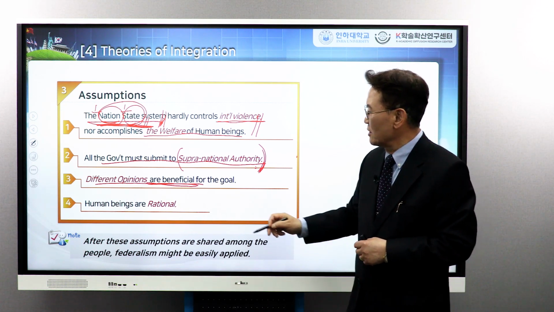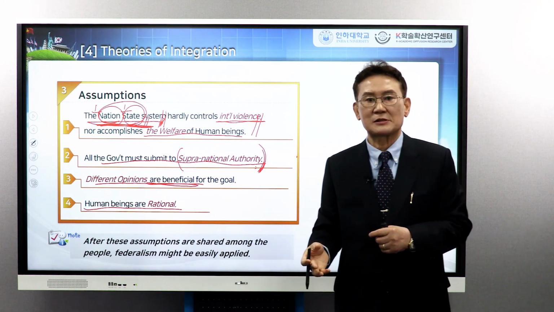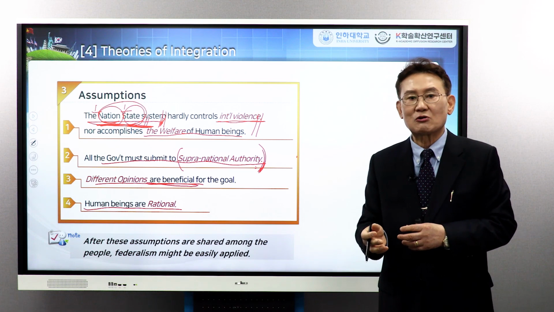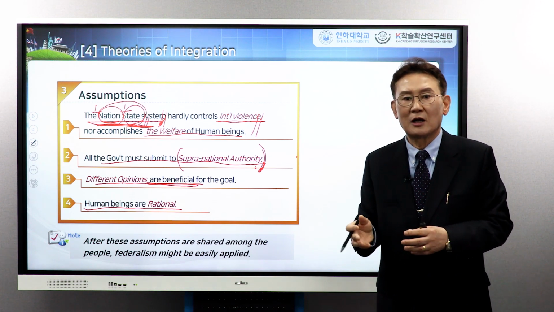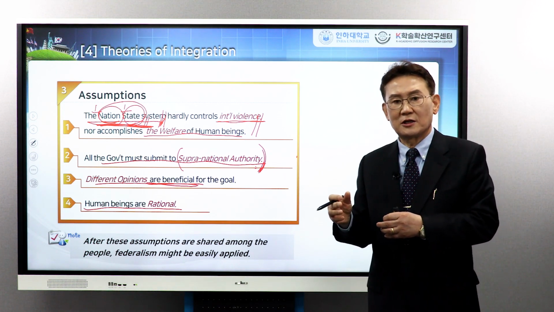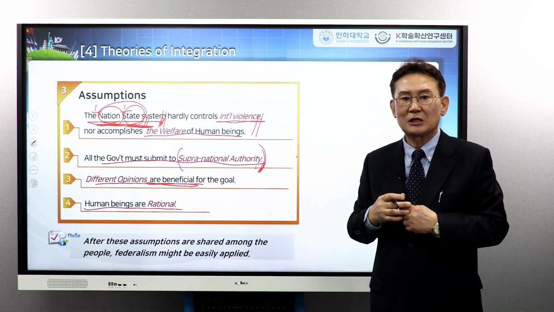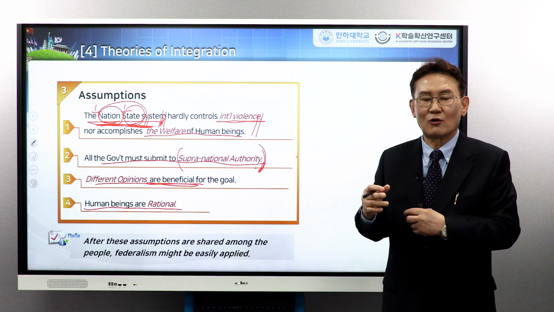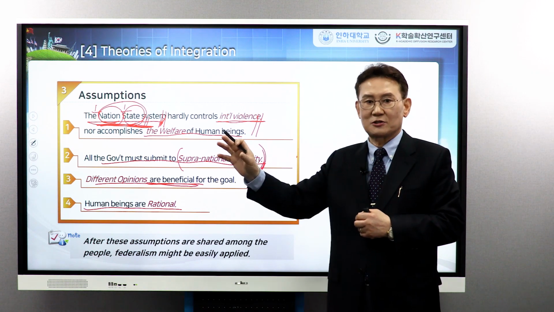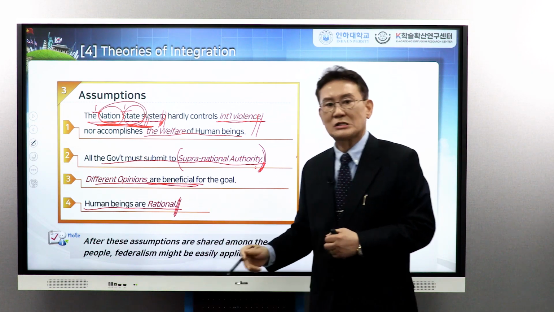The last assumption is that human beings are rational. Human beings are not egoistic. So human beings are seeking, all the time, harmony of interest. If my interest is in conflict with someone else's interest, I have a rationality which can transcend my own interest in reaching the common interest. Human beings are not egoistic all the time.